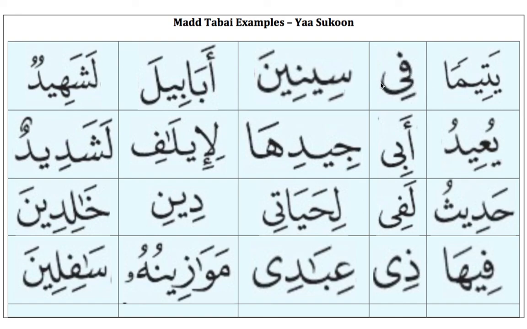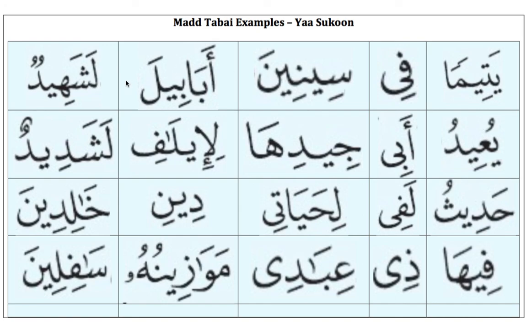Fa kasra ya sukun fi. Sin kasra ya sukun si. Noon kasra ya sukun ni. Sini. Noon fatha na. Sinina. So in this case we have two ya sukuns. So the sin kasra is going to be extended to 2, and this noon kasra is going to be extended to 2. Sinina.